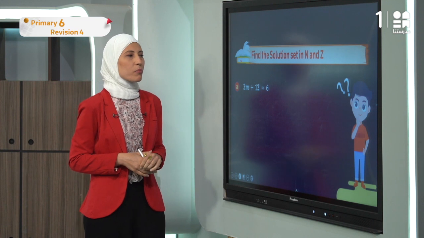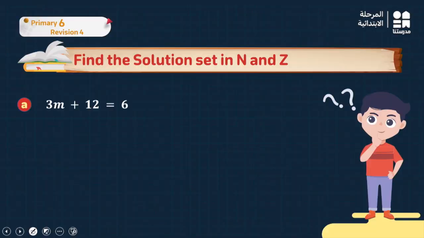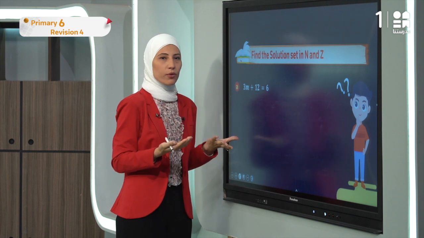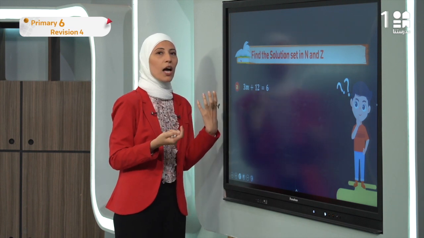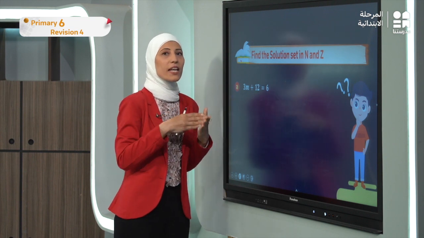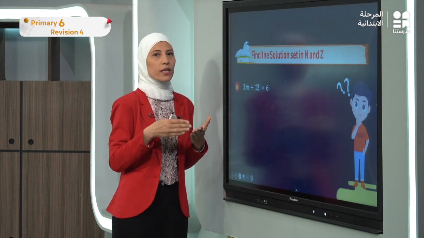Here I have 3m plus 12 equals 6. This is the exercise we are going to answer. First of all, let's remember how we answer such an equation. If I have plus or minus, if it is plus, I make it minus to simplify the addition or subtraction and become 0. And if I have multiplication, I divide by the same number to have 1, because any number plus 0 equals the number itself, or any number times 1 equals the number itself.